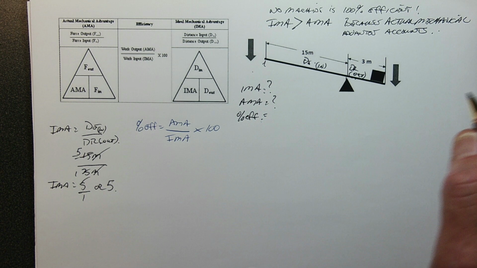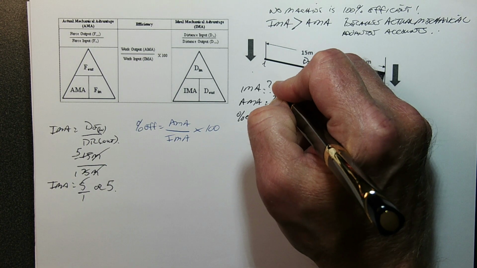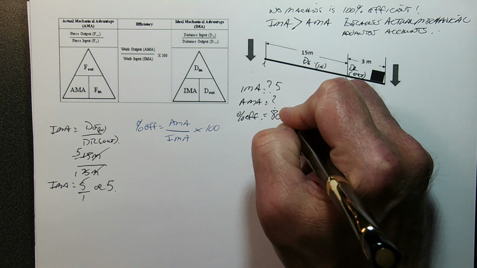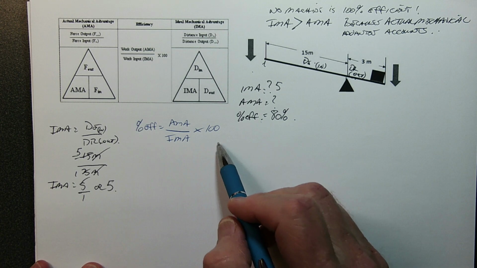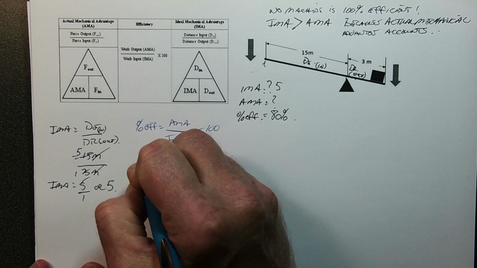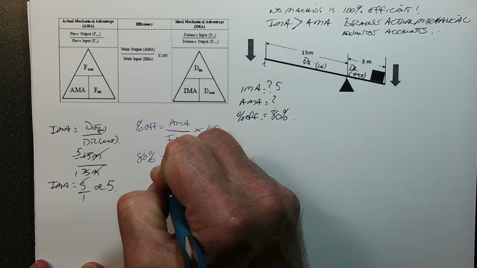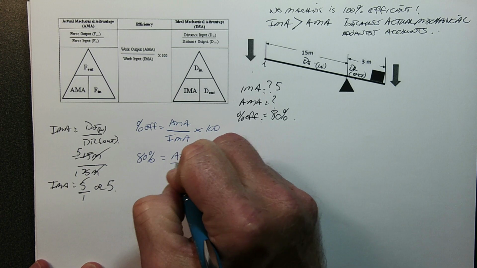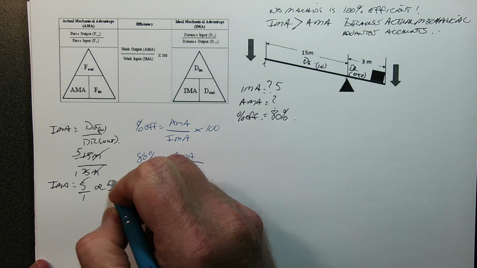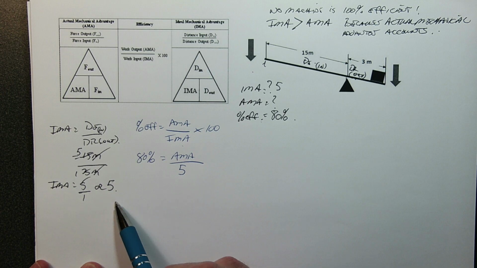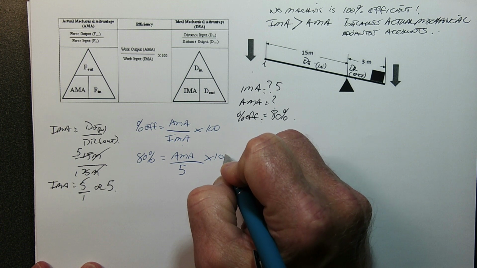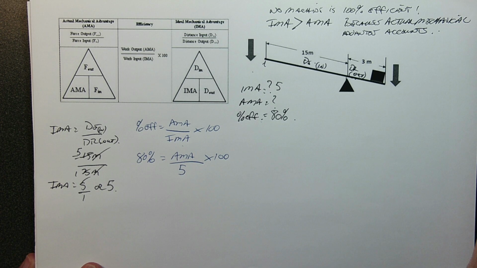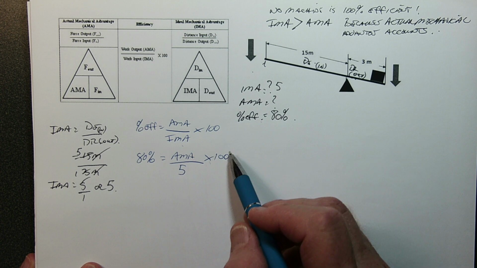So I'm going to give you that right now. Our percent efficiency, we're going to say, is 80%. So another way to write this is to say 80% equals AMA divided by 5. We got our 5 right here. Times 100. Okay, that's not going to work for us because we're trying to find our actual mechanical advantage.